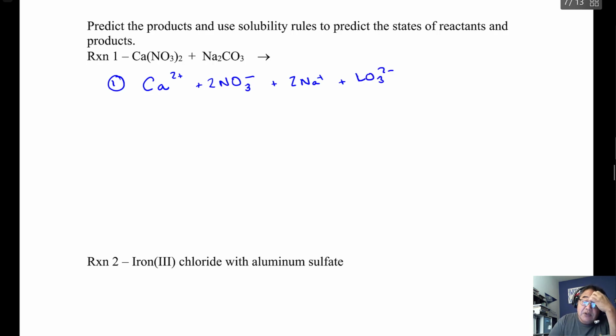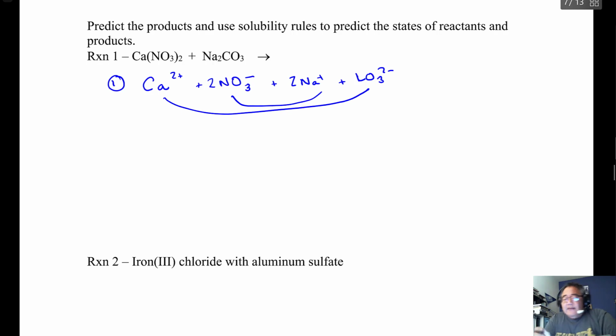Now what we do is we use double replacement, right? We're going to take the calcium and put it with the carbonate and the sodium and put it with the nitrate, and those will give us our new products. Now which one you write first doesn't matter, okay? But I'm going to start with the calcium since it was first in the whole list. And I'm going to go like this.